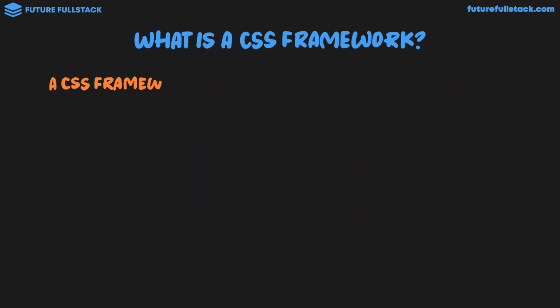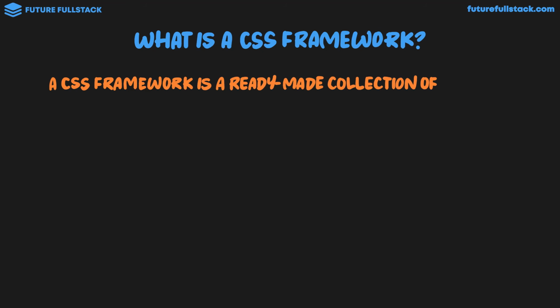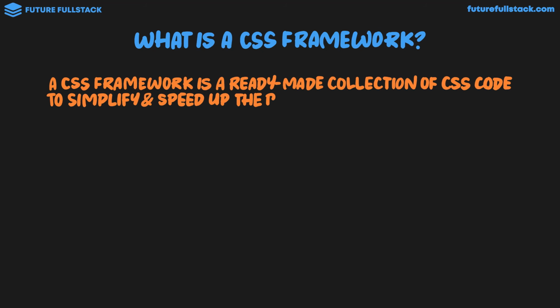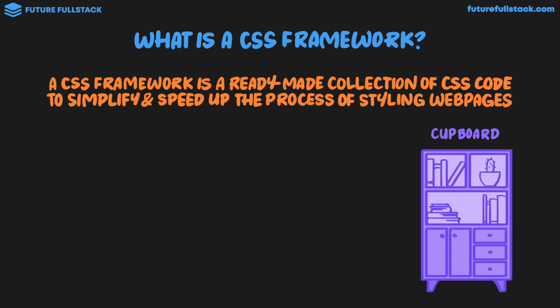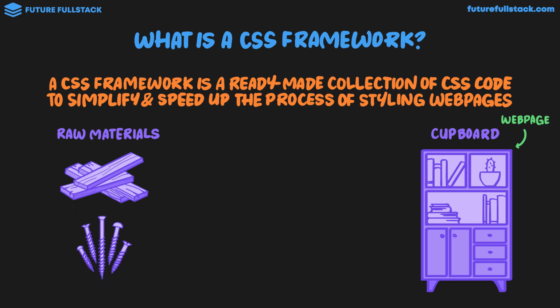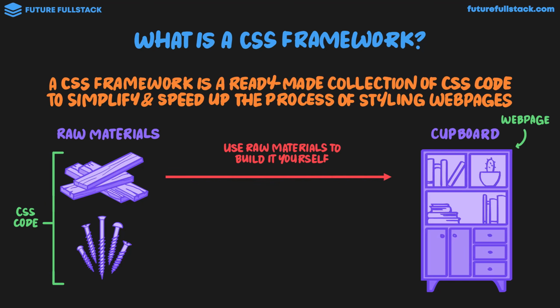So what is a CSS framework? A CSS framework is a ready-made collection of CSS code to simplify and speed up the process of styling web pages. To understand this, let's look at different ways we could build a cupboard. The cupboard is an analogy for a web page. Now, to build a cupboard, we need to work with raw materials. With wooden planks and screws, this represents CSS code. Now, the first way you could build your cupboard is use the raw materials to build it yourself. You could go to the hardware store, buy some wood, some nails, and some other pieces to build your cupboard.